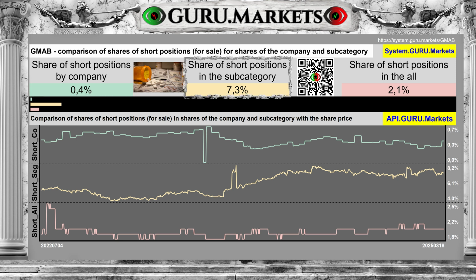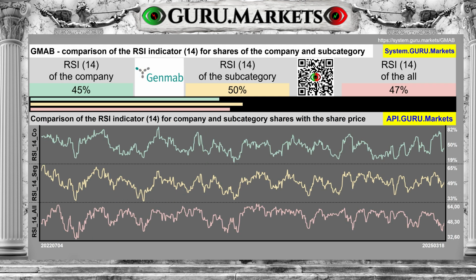This is an assessment of the possible risk of a short squeeze. Indicator RSI 14 shows a level of 45% for the company Genmab AS, whereas in the subcategory this level is 50%. Potentially, shares of the subcategory are valued approximately the same as shares Genmab AS.